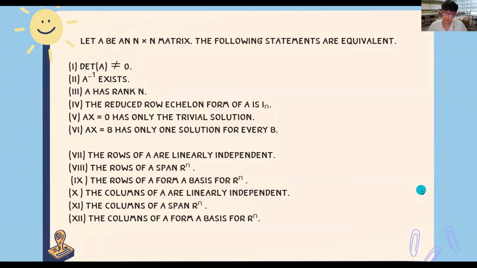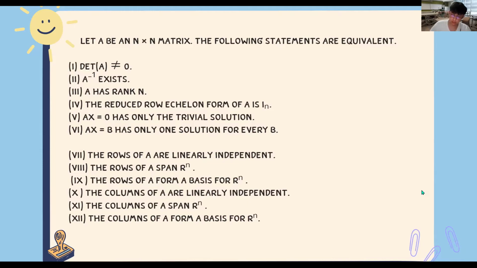So let A be an n by n matrix. The following statements are equivalent. So first, if you know one of these, you can conclude all of these. If you know determinant A is not equal to 0, A inverse can be found, and A has rank n. The reduced row echelon form of A is the identity matrix. Ax equal to 0 has only the trivial solution. Ax equal to b has only one solution for every b. And the rows and the columns of A are linearly independent, span R to the n, and form a basis for R to the n too. If you have one thing of this, you have all the others too.